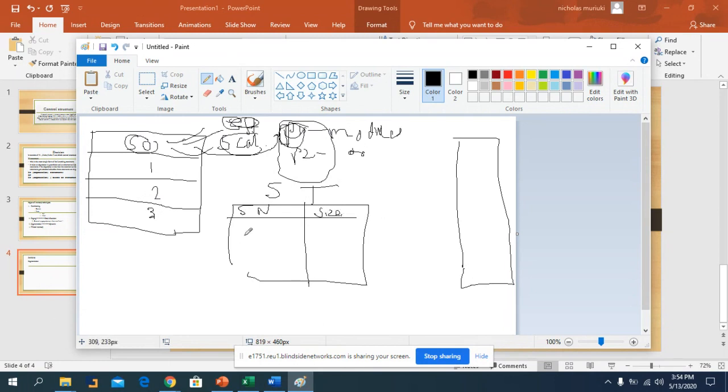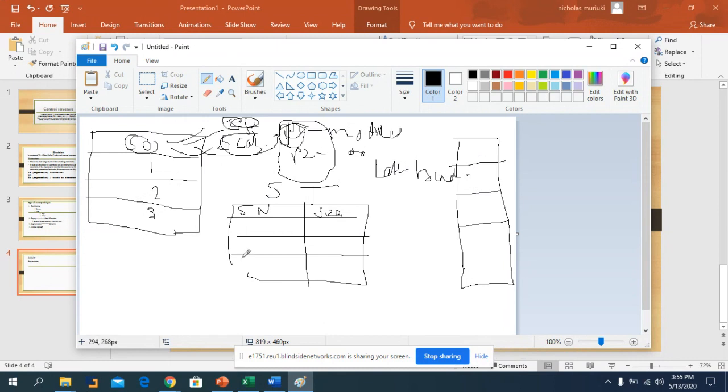So the size defines how this physical memory is supposed to be allocated. Because this memory is not allocated before the execution, it is allocated during execution. So this is what you call late binding. But the others, we are using what you call early binding.